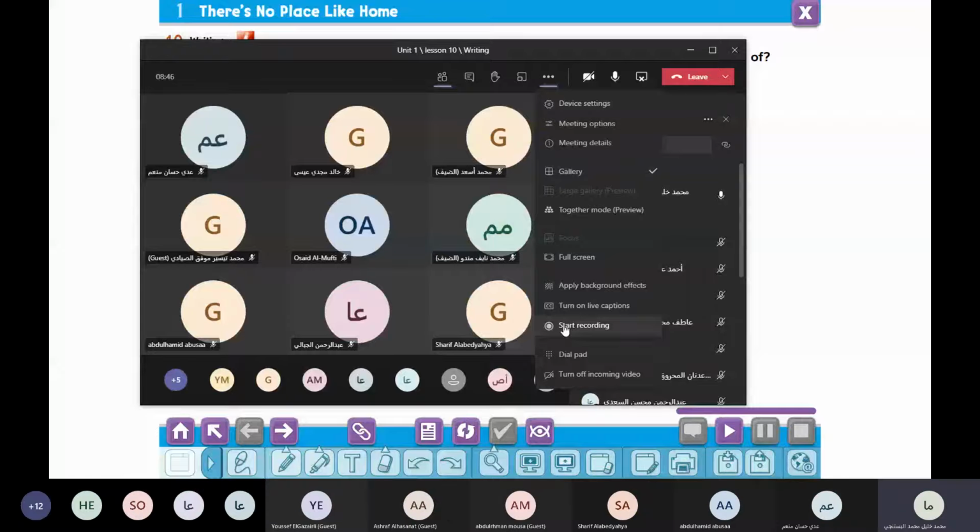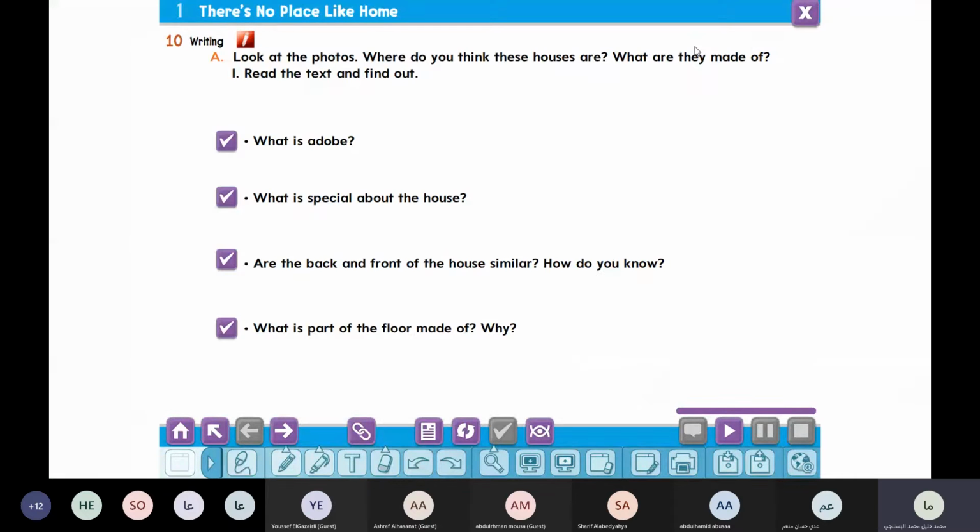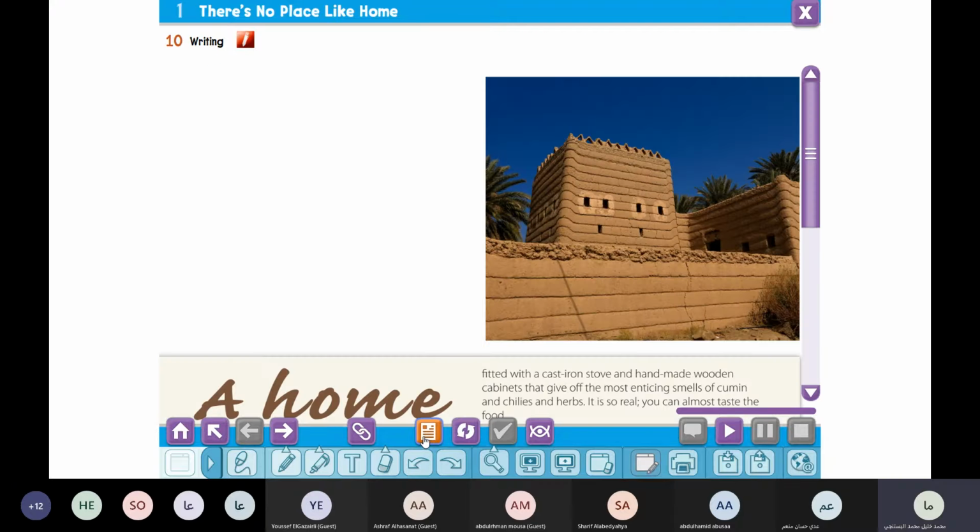Okay. Now today we are going to continue with the writing section. Look at your books on page 14. Look at exercise A. Here we have to look at the picture. Have you ever visited a house like in the photo?